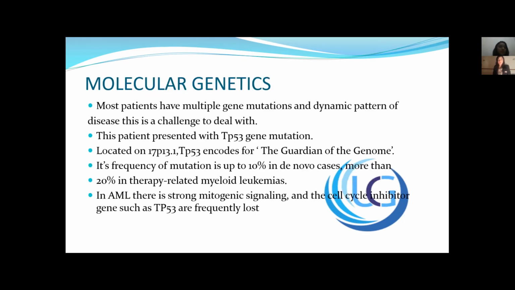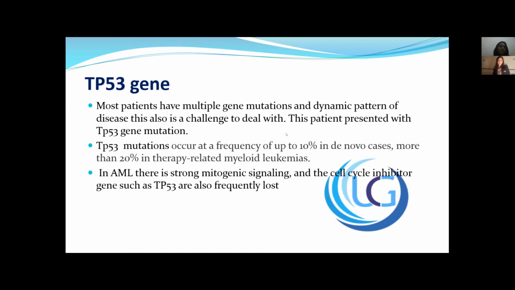Molecular genetics. Most patients have multiple gene mutations and a dynamic pattern of disease. This is a challenge to deal with. This patient presented with a TP53 mutation, a tumor suppressor gene located on 17p13.1. TP53 encodes the guardian of the genome. Its frequency of mutation is up to 10% in de novo cases, and more than 20% in therapy-related myeloid leukemias. In AML, there is strong mitogenic signaling, and cell cycle inhibitor genes such as TP53 are frequently lost.